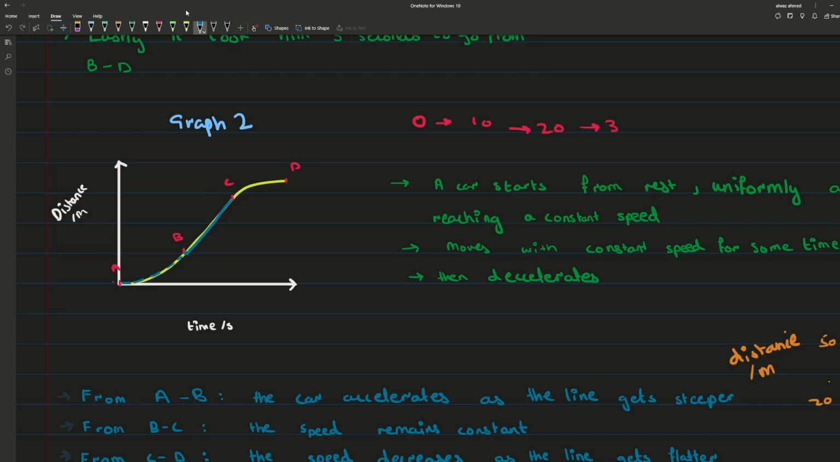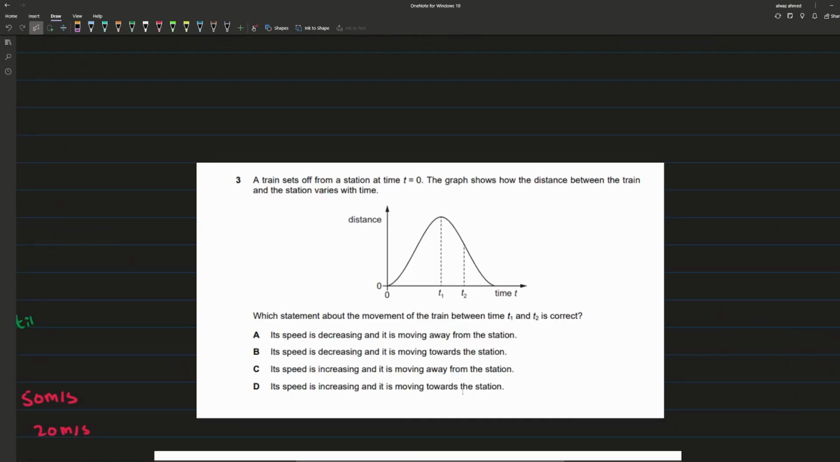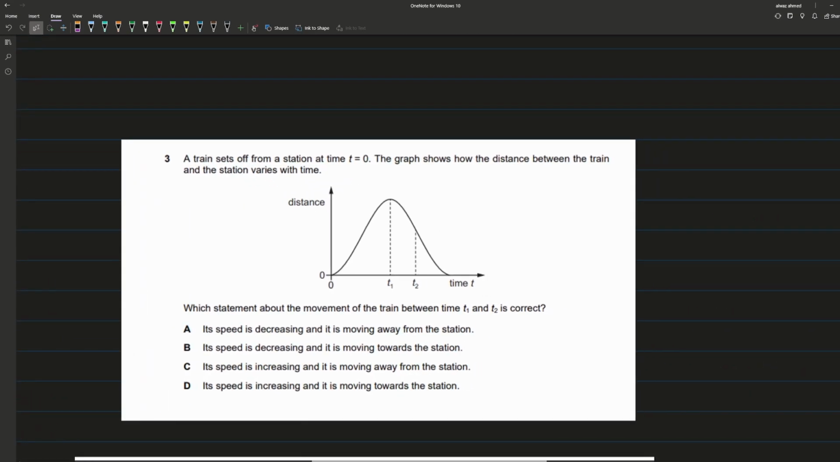Now from C to D we can see that the steepness starts to decrease. If we closely look at it, the steepness is decreasing as the line is getting flatter and flatter. This shows us that the car is decelerating, or the speed is decreasing, or the velocity is decreasing for this car.